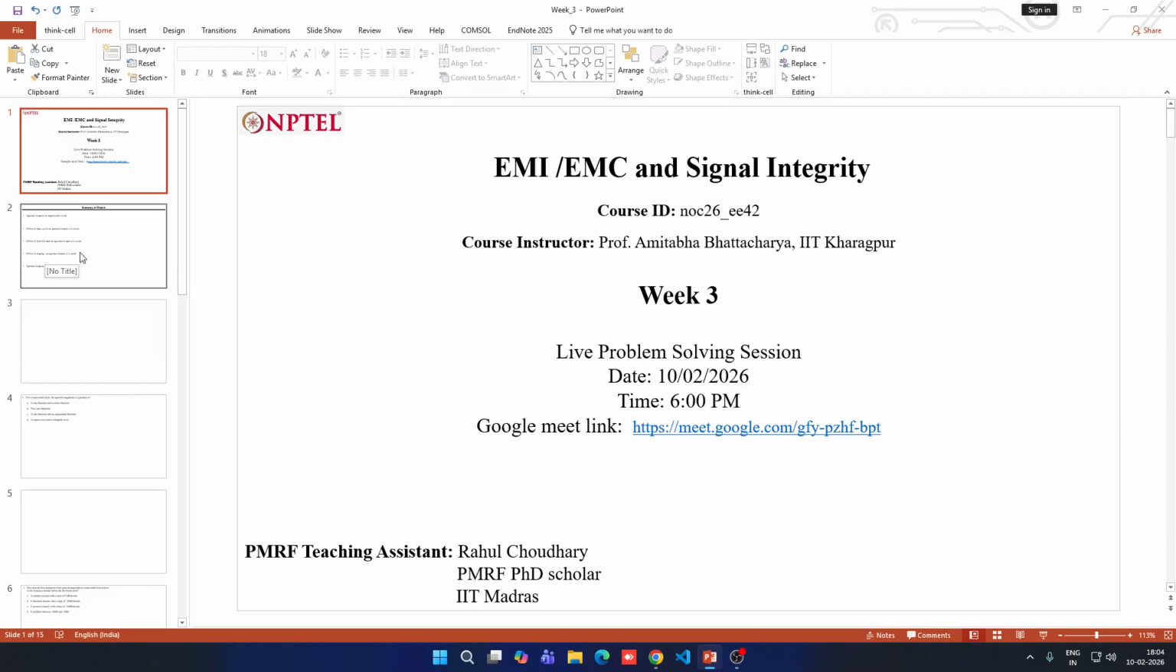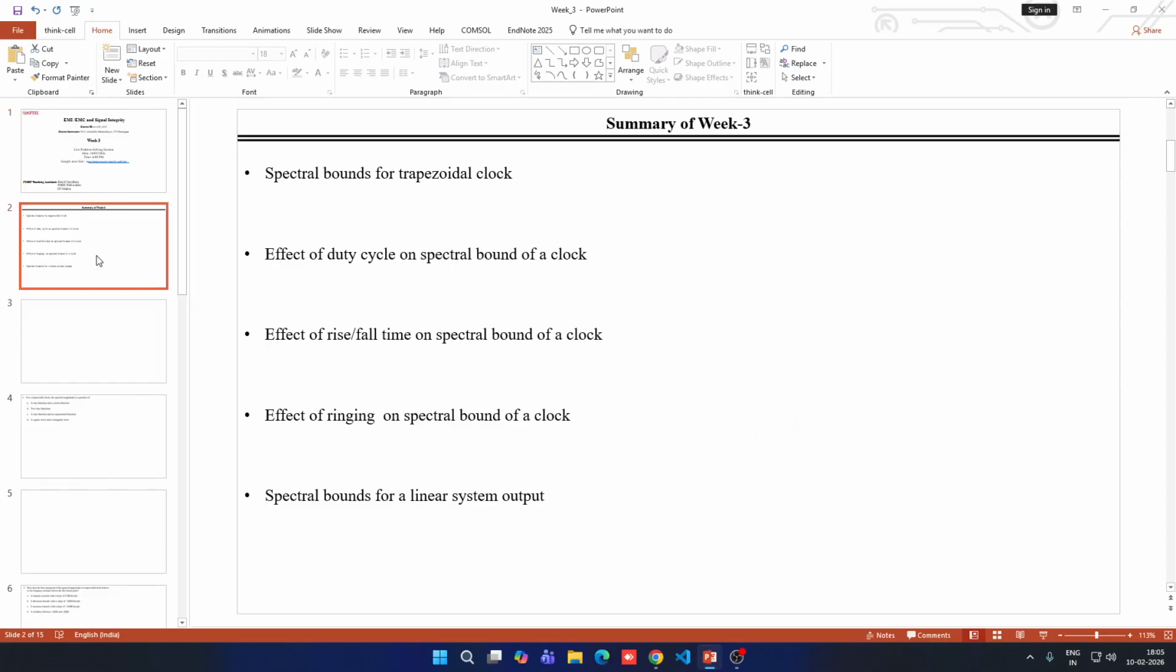Here we will be solving a few problems based on week 3, and the problems we are solving are going to help you with that corresponding week's assignment problems. So let's start with a brief summary of what has been discussed in week 3.